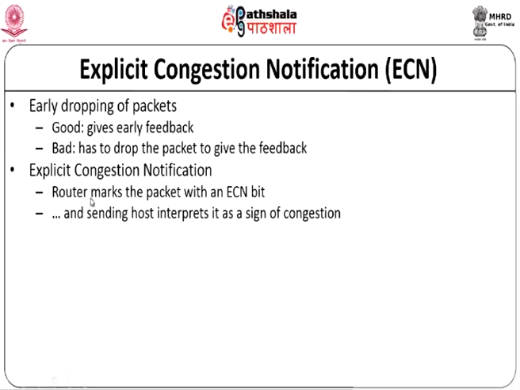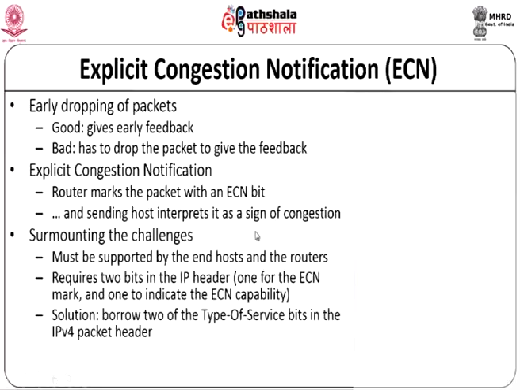So this is what we do in explicit congestion notification. The router actually marks a packet with an ECN bit, and the sending host will interpret that as a sign of congestion. So where do I put this ECN bit? That comes as the next challenge. What we normally do here is that we make use of 2 bits in the IP header.